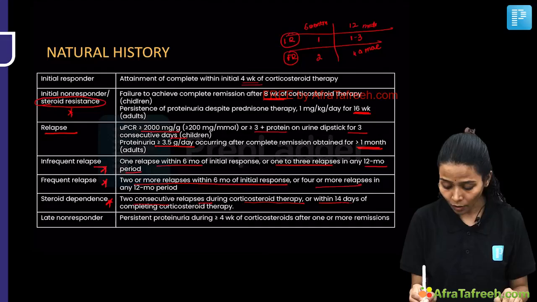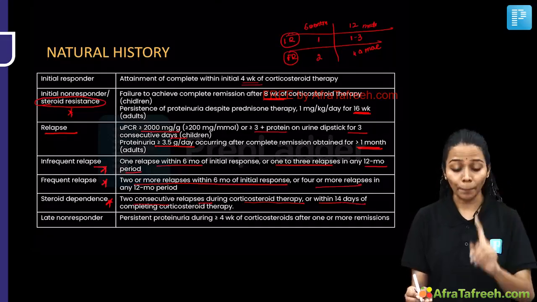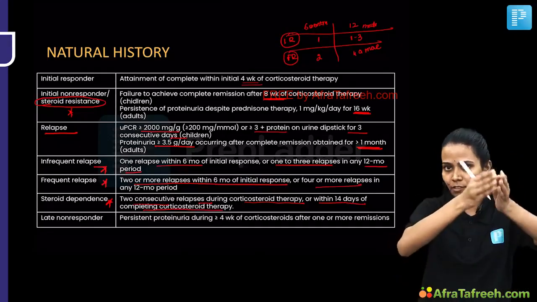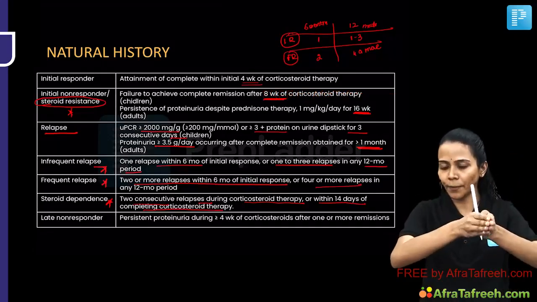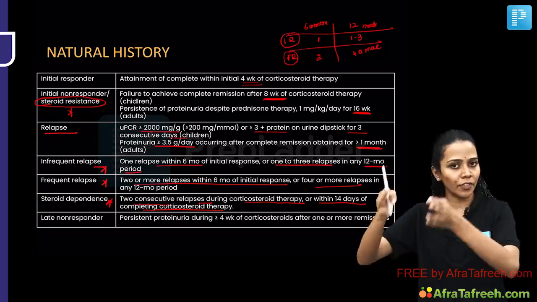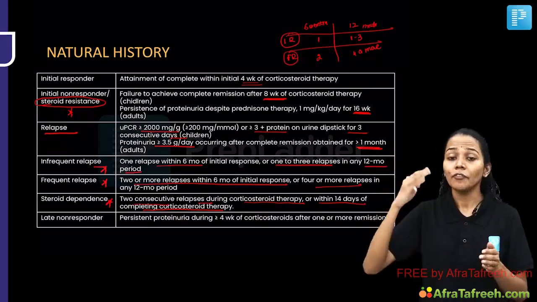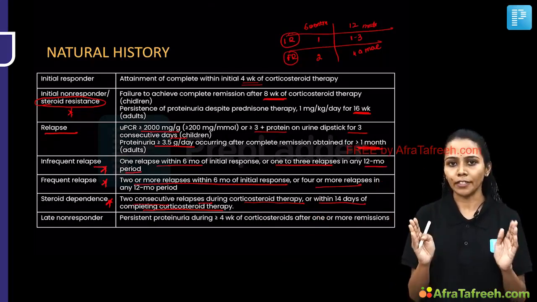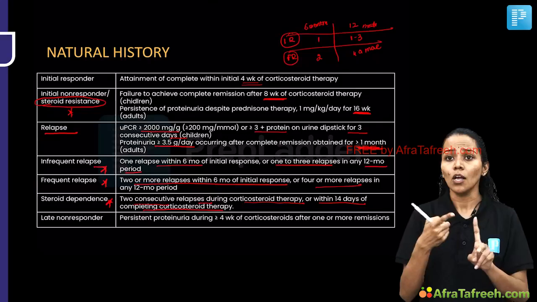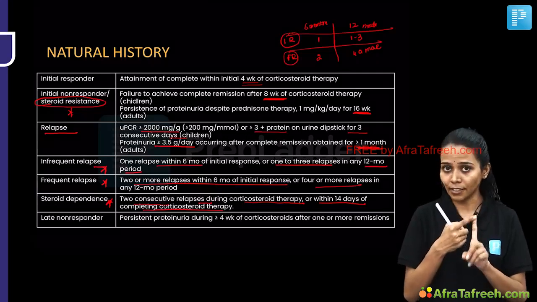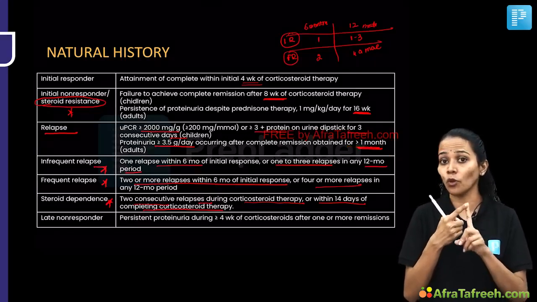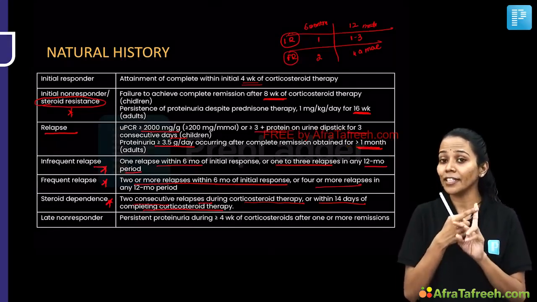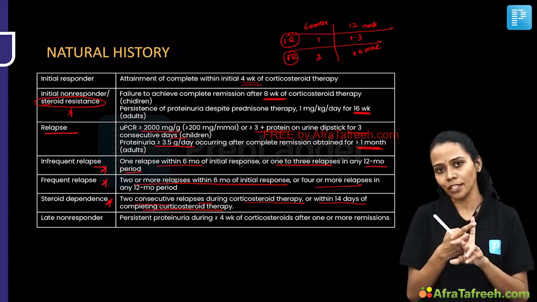Okay. Or also within 14 days of completing the therapy, that is, they go into remission after you start the steroid therapy, and you finish the steroid therapy, take them off steroid, within 2 weeks if they develop relapse, then it is called steroid dependence. So steroid dependence has two definitions. One is if they are developing relapse 2 or more consecutive times while tapering steroid. Second is if they develop relapse within 2 weeks of stopping the steroid therapy.